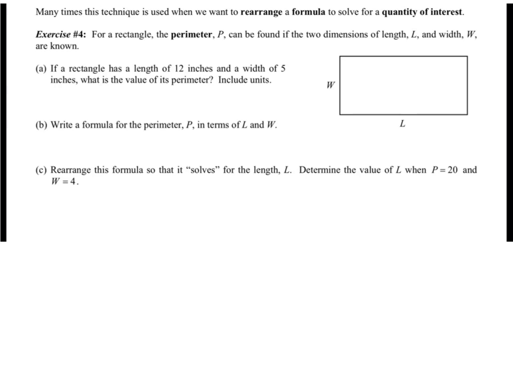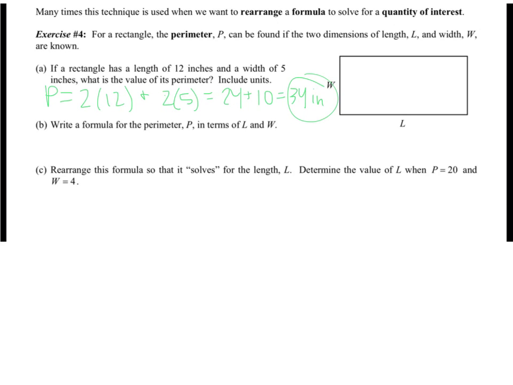Well, remember that the perimeter is 2 times the length, which is 12, plus 2 times the width, which is 5. 2 times 12 is 24. 2 times 5 is 10. So 34 inches. Notice how we don't do inches squared because we did not multiply width times length, so we're not finding the area.